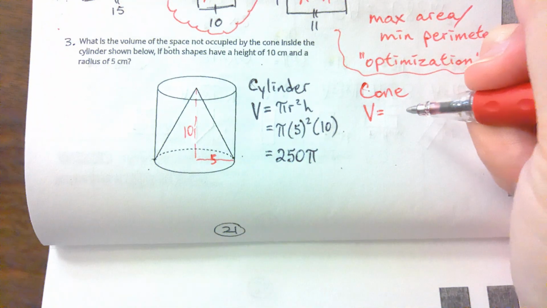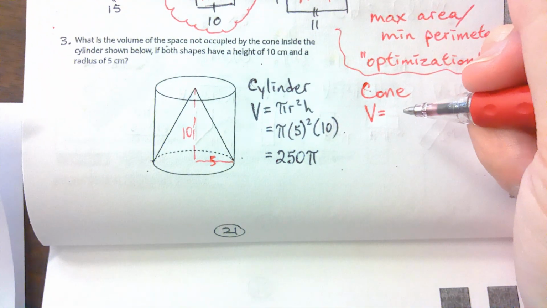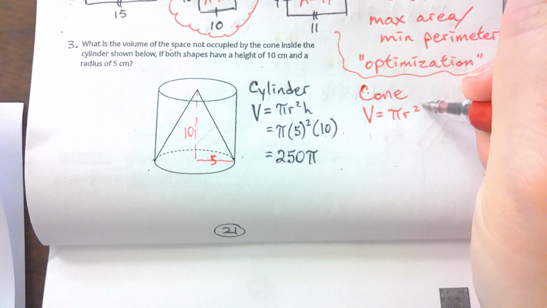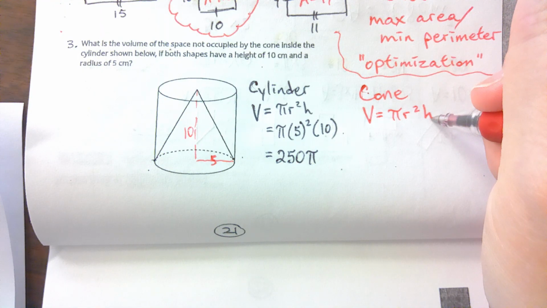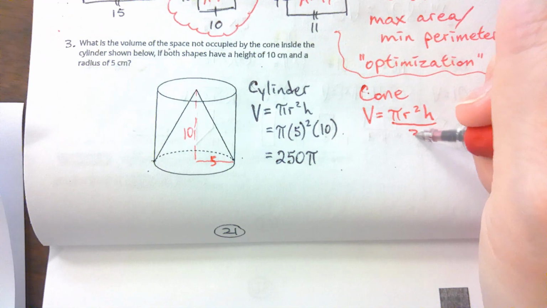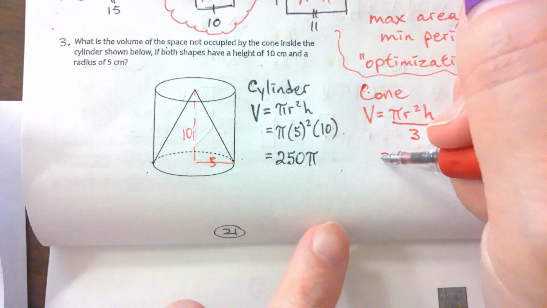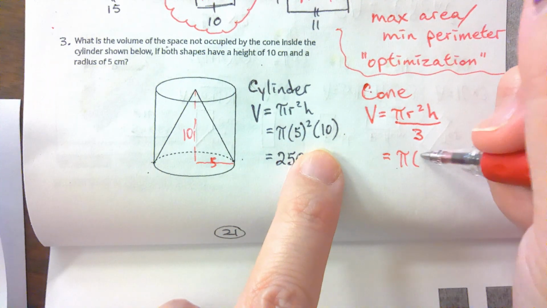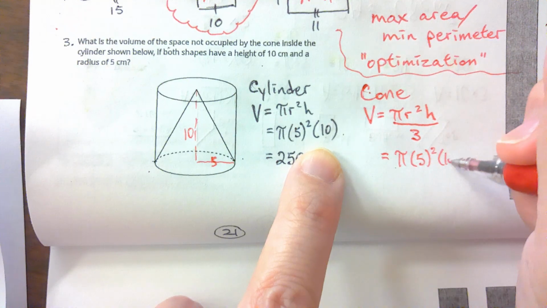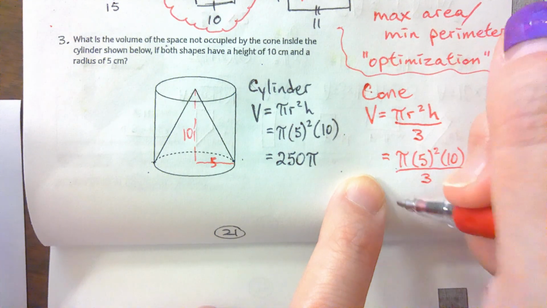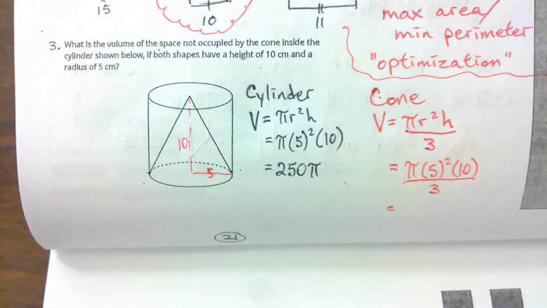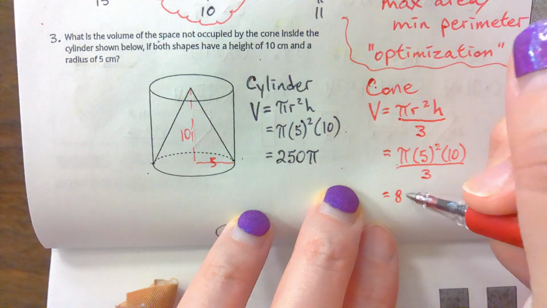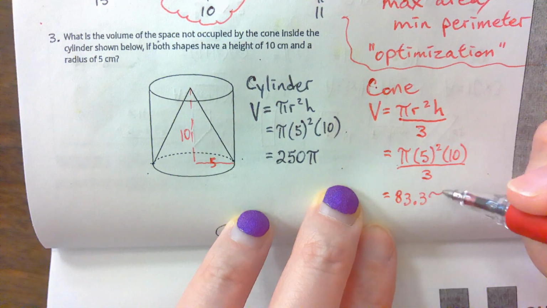volume of a cone. What's the formula for volume of a cone? Yeah, Yancy? Pi r squared h. Oh, pi r squared h over 3. Over 3. I think some of you already see the connection. Okay, so pi, and then 5 squared, height divided by 3. 250 divided by 3. 83.3 pi.